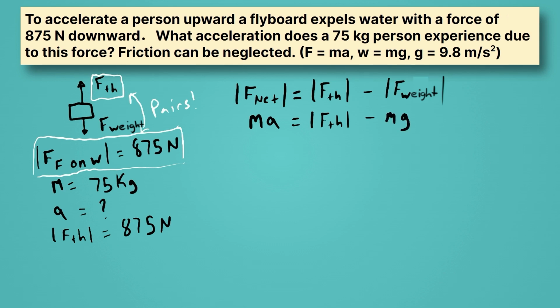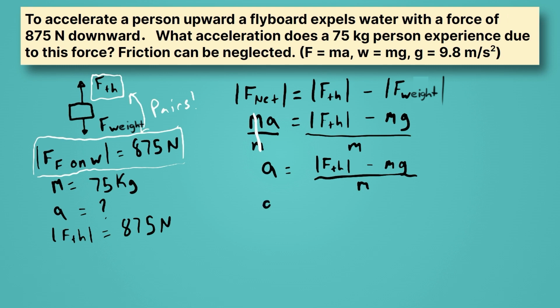Okay, well, if I want to go ahead and solve for A, that acceleration, I'm just going to divide both sides by mass. What that's going to do is cancel out the mass over here. Boom. And then we're going to get acceleration equals the force of thrust minus the mass times gravity, divided by the mass of the man. And by that I mean the mass of the man times gravity.